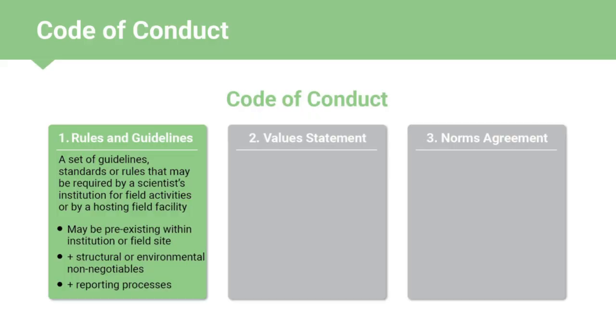Processes for reporting are important to include in your code of conduct to make sure everyone is aware of what they are, and they fit well here in part 1 of the code of conduct. You might wonder why reporting processes need to be spelled out.